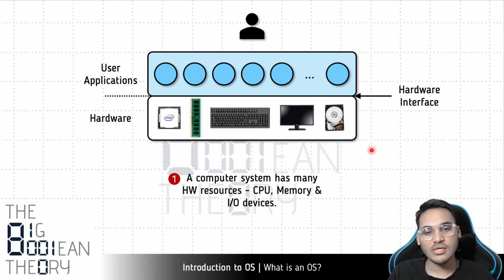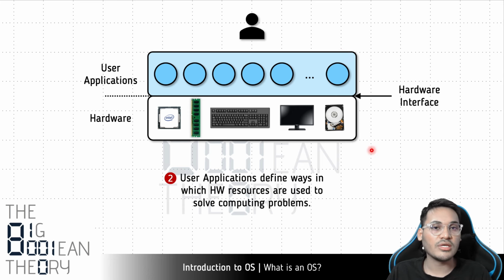Now, the second point is that user applications. It is the user applications that define how these computer hardware resources are used. So if you see carefully, each of these user applications is trying to solve some computing problem, and different user applications will be trying to solve different computing problems. So for example, there is the web browser which is trying to solve the problem of helping the user to surf the internet. Then we have the word processor that helps the user to create digital documents.